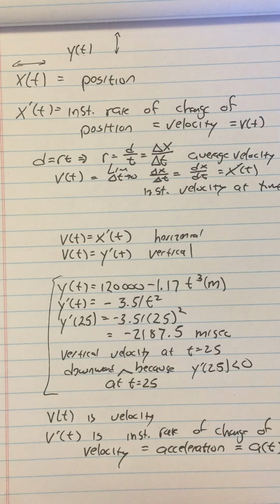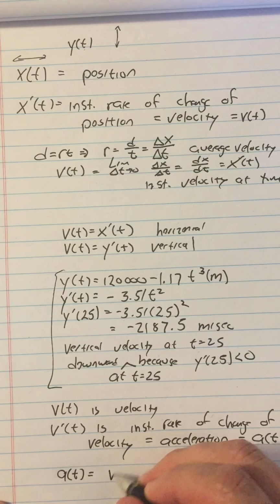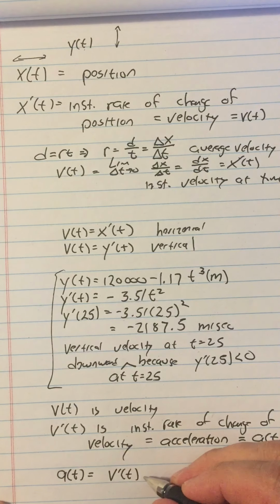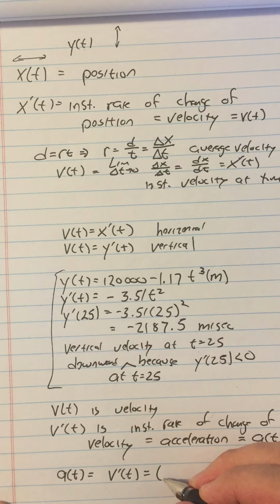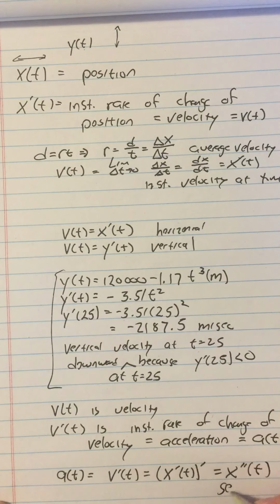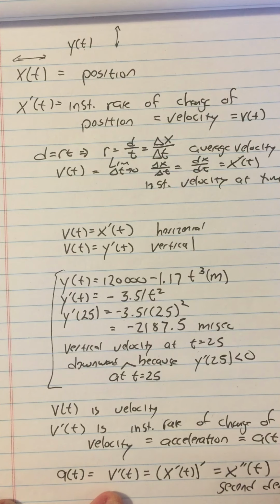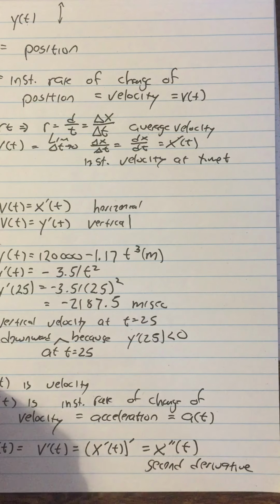So we can say that the acceleration at time t is equal to v prime of t, and since v is the derivative of x, this is really x prime of t prime. In other words, I take the derivative of x and then take the derivative of that. So we call this x double prime of t. This is called a second derivative, and we're going to say a lot more about stuff like that. A second derivative, x double prime of t.